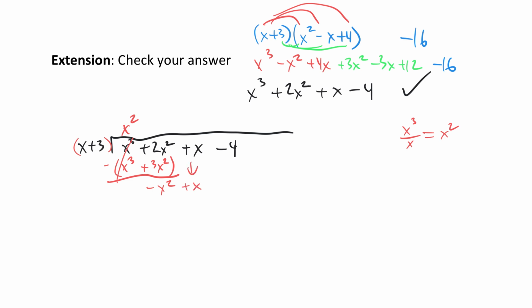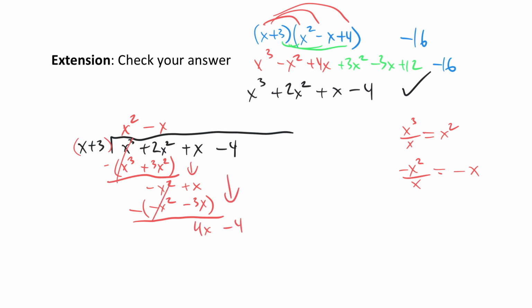Okay, how many times does x go into negative x squared? Well, if you have negative x squared and you're trying to put x into it, you're going to get negative x times. So put negative x up here. Multiply back. Negative x times x is negative x squared. Negative x times 3 is negative 3x. Remember, we subtract. So those go away, and this becomes 4x.